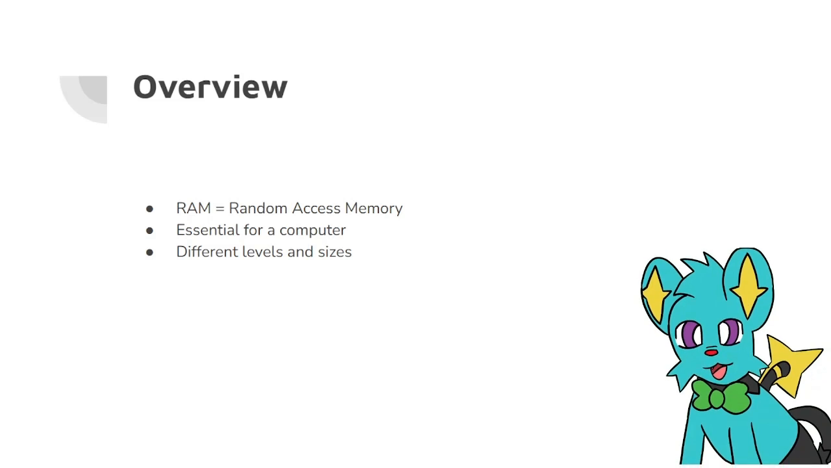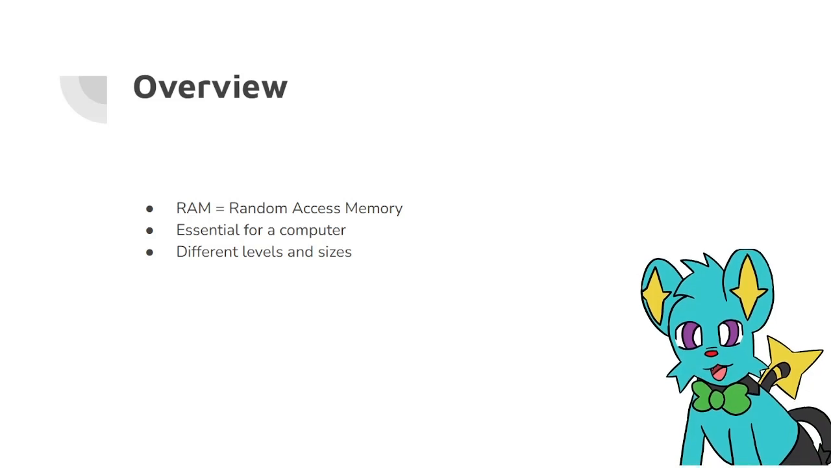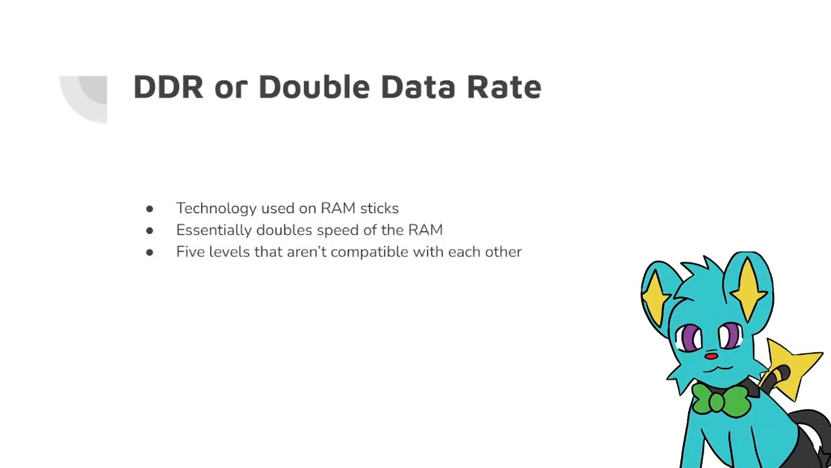Because RAM stands for Random Access Memory, which means that the computer will place the data onto the RAM randomly and access it randomly. It's essential for a computer. You need at least one bit of RAM in your system for it to run properly, and it varies in different sizes and speeds. And those are things you need to consider with your system.